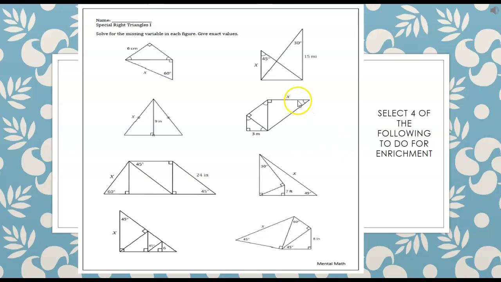For example, the first one in the upper left, they have to use the idea of a 45, 45, 90, then using those lengths, eventually using the 30, 60, 90 to solve for x.